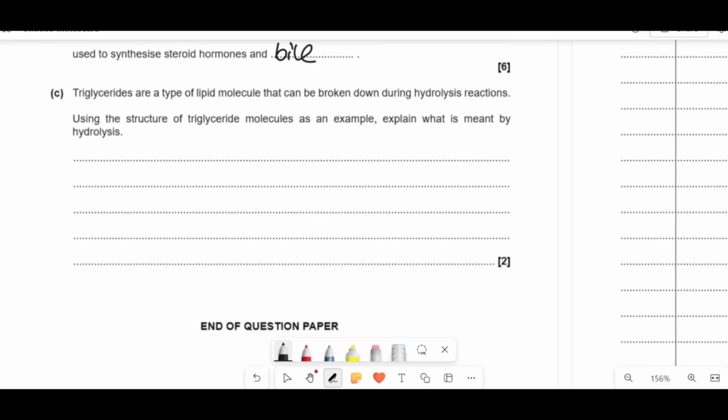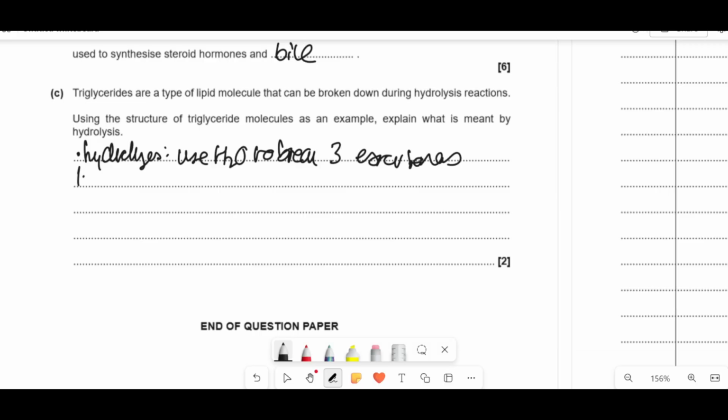Triglycerides are a type of lipid molecule that can be broken down using hydrolysis reactions. Use the structure of triglyceride molecules as an example and explain what is meant by hydrolysis. So hydrolysis is where you use water to break, and this is triglycerides, 3 of them, so 3 ester bonds. Lysis is breaking here. So then you get 3 fatty acids split from glycerol.